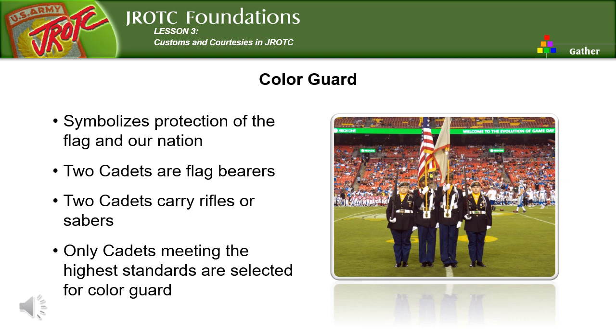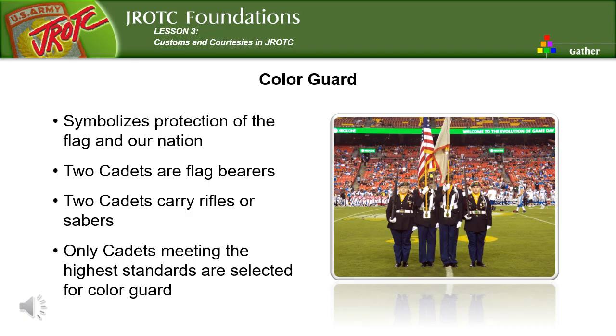Color guard is a drill used in all branches of the military to show respect for the American flag. In JROTC, the 4-person color guard is the standard organization performed in competitions. 2 cadets carry flags. The U.S. flag and usually a state flag. 2 other cadets carry rifles or sabers. The flag bearers are in the center of the 4 cadets. This symbolizes that our flag and our nation will always be protected.